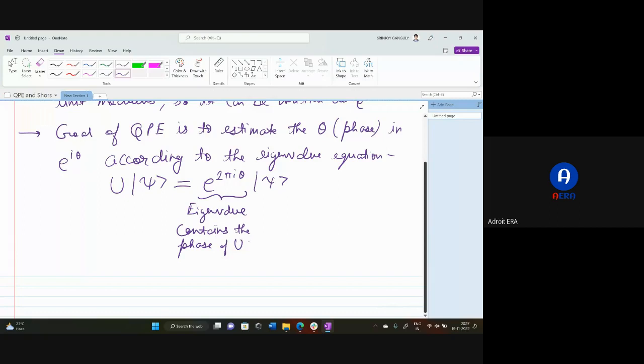So the eigenvalues of U have some phase. Why? Because we have chosen the representation to be like that. We know that e to the power i theta comes from Euler's formula: e to the power i theta is cos theta plus i sin theta. And what is Euler's equation? It combines the complex plane and the polar plane. So that is the usage of Euler's formula.